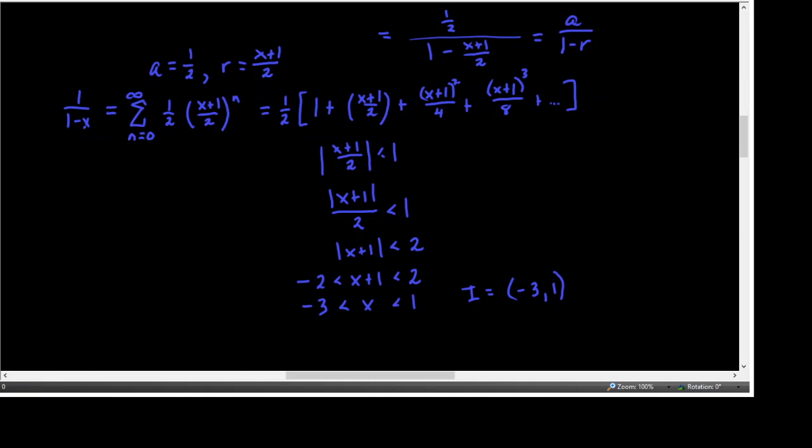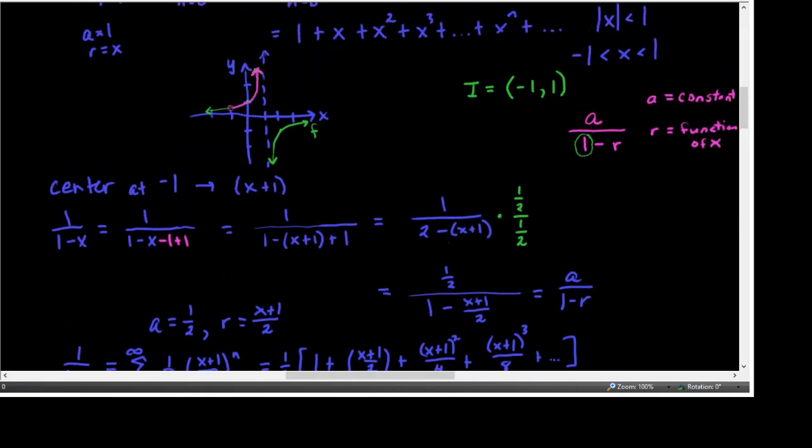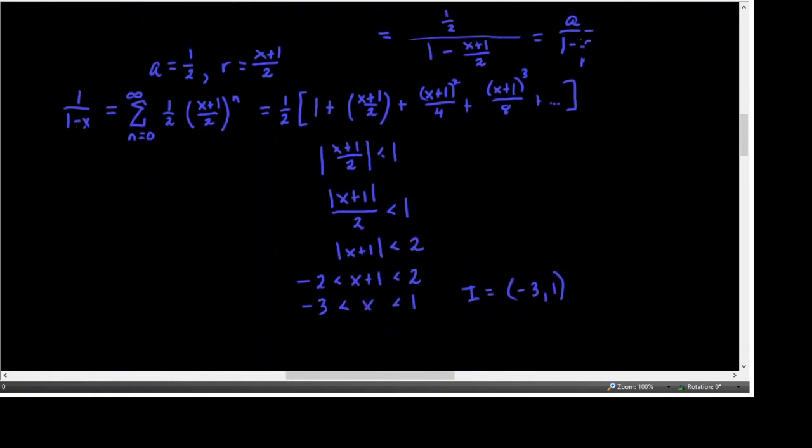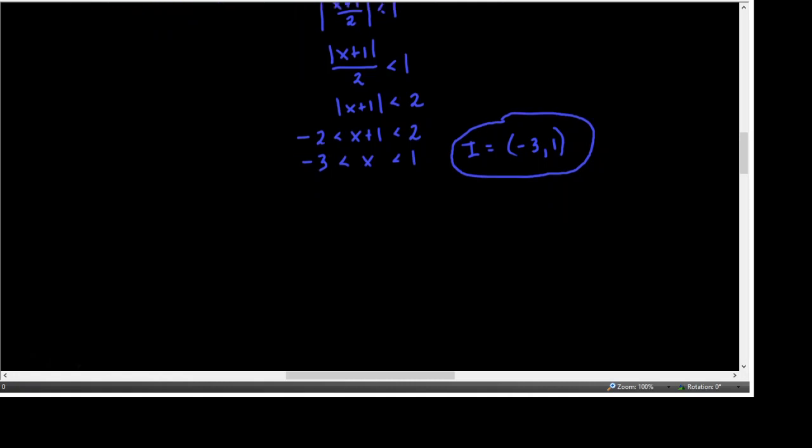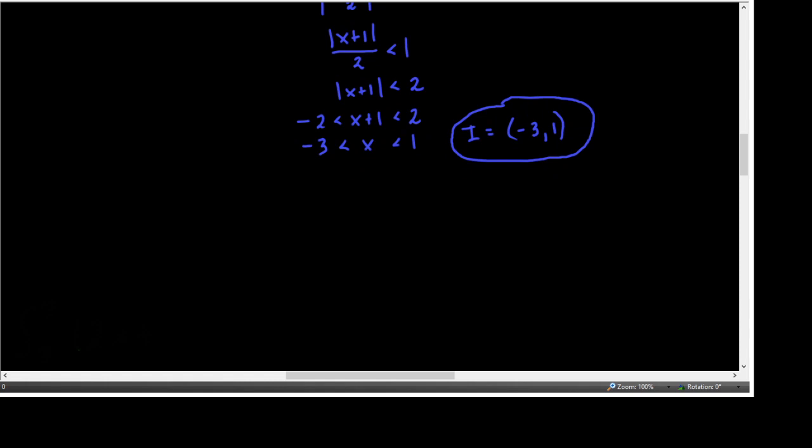So whereas before we went from negative 1 to 1, that was the interval of convergence up here. By having the center at negative 1, the interval of convergence is now from negative 3 to 1, a bigger set of values. Okay. So, oh, and should we check the endpoints? No. If we treat it like a geometric series and make the absolute value of r less than 1, we do not need to check the endpoints because a geometric series never converges when r is 1 or negative 1.